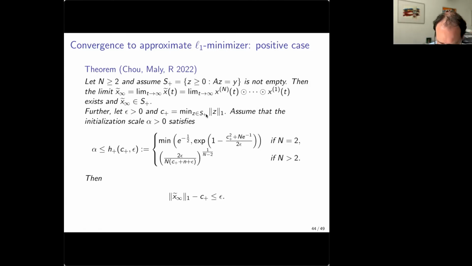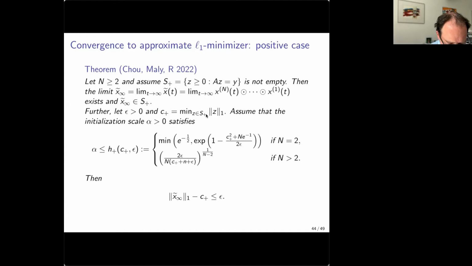So we assume that we have two or more layers, and that this set, now this is about recovery of positive solutions. So we assume that at least there is one positive solution. And then these limits exist. So we have convergence of this product flow.